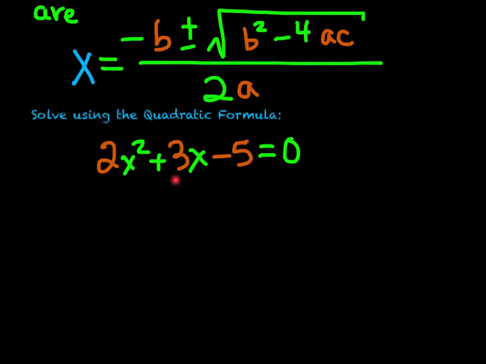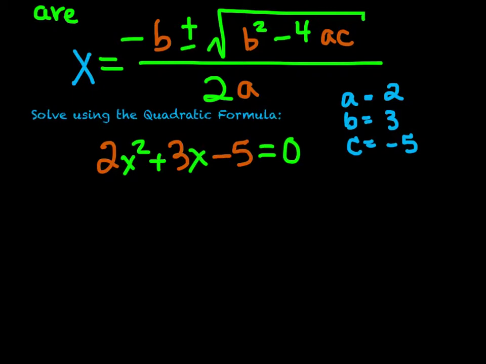So let's actually avoid completing the square with this problem right here. We have 2x squared plus 3x minus 5 is equal to 0. Very first thing, before we go through everything, let's identify our A number, our B number, and our C number. So our A is 2, our B is 3, and our C is -5. Now we can put this into our equation.